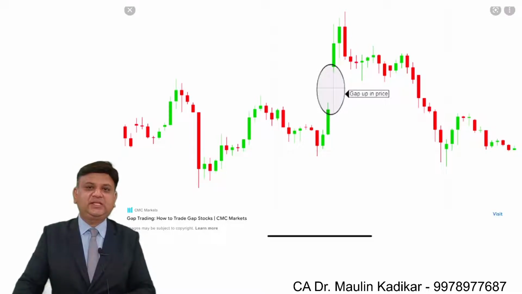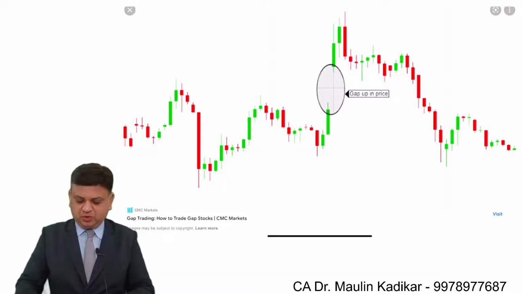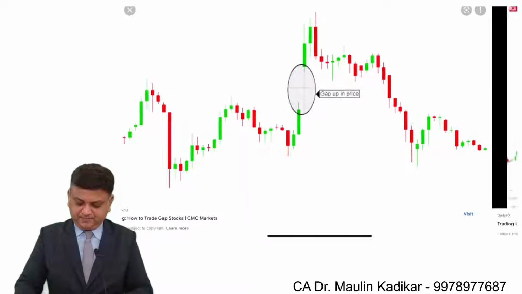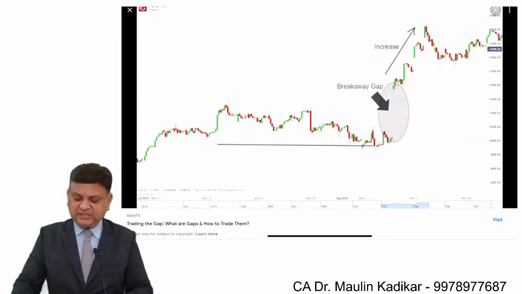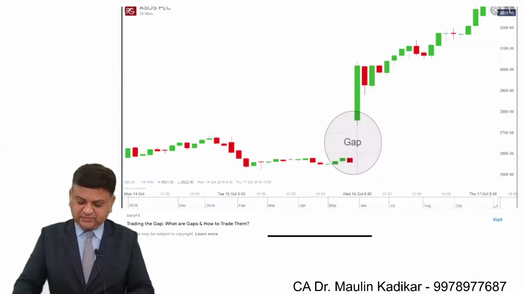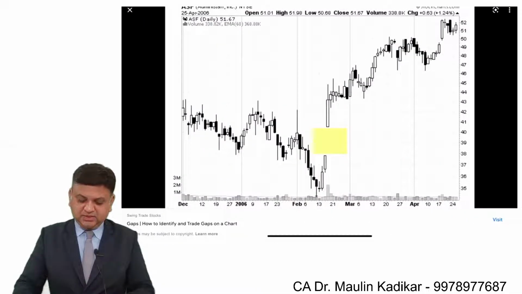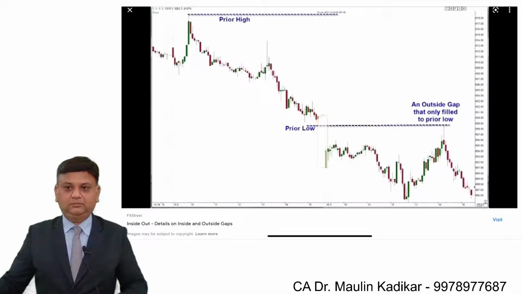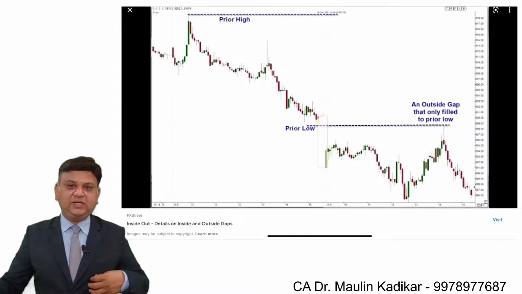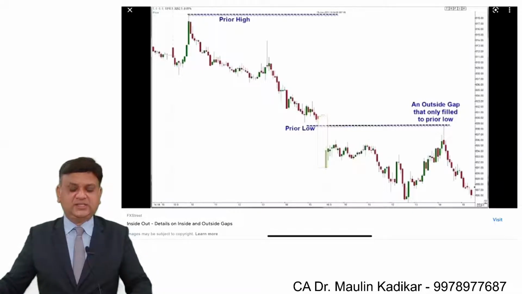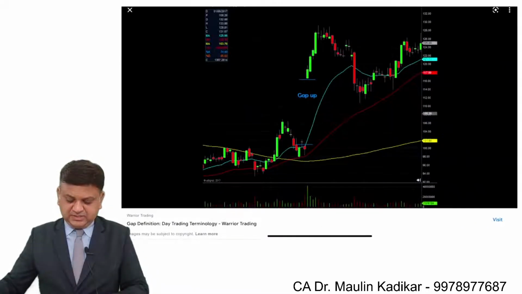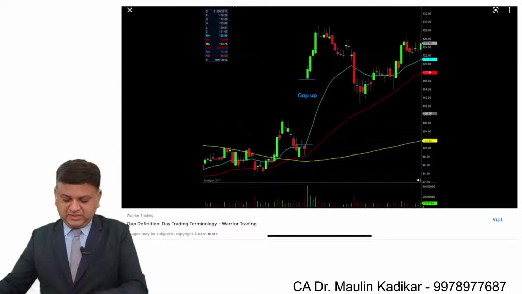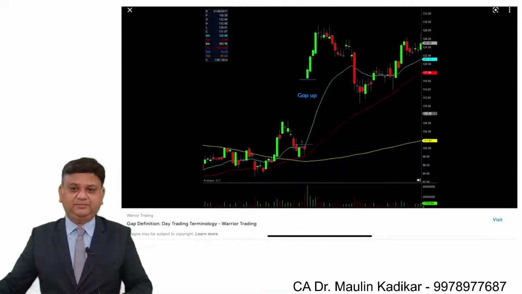So you can see the gap in the prices shown over here in the circle. Again, you can see there is a gap between the closing price of the previous day and the opening price of the next day. This is the gap you can see. If prices are falling down, then it is indicating that selling pressure is there. If prices are going up, then it is the buying pressure. You can see that the huge gap is there.